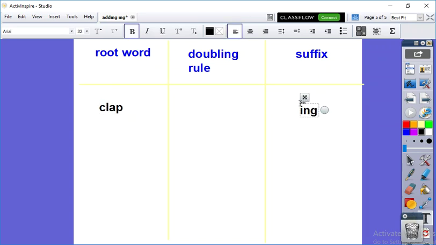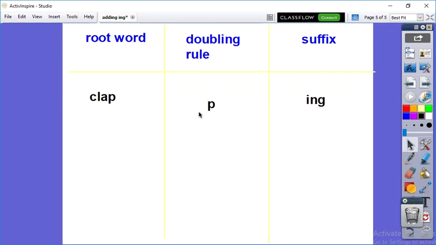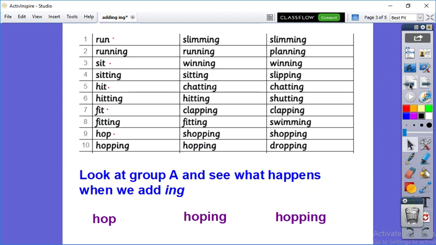The suffix we are adding is ing, and the letter we are doubling is p. Okay, so that is how we then spell the word clapping. As you can see, if we put it together, clapping. So you have the root word, the suffix, and the doubling rule. Okay, let's have a look at one more.